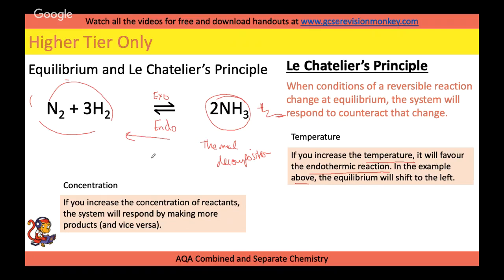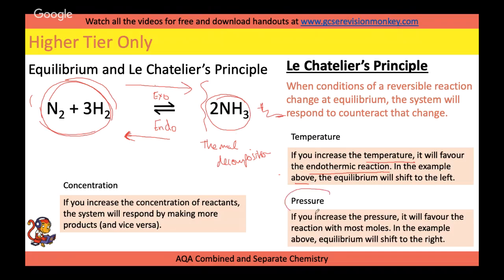If you do the opposite and decrease the temperature, that favours the exothermic reaction. A little bit more difficult conceptually to understand, but if you understand that increasing the temperature will favour the endothermic reaction, then think to yourself the opposite will favour the exothermic. So decreasing the temperature will favour the exothermic reaction, shifting the equilibrium to the right, so more ammonia would be produced.